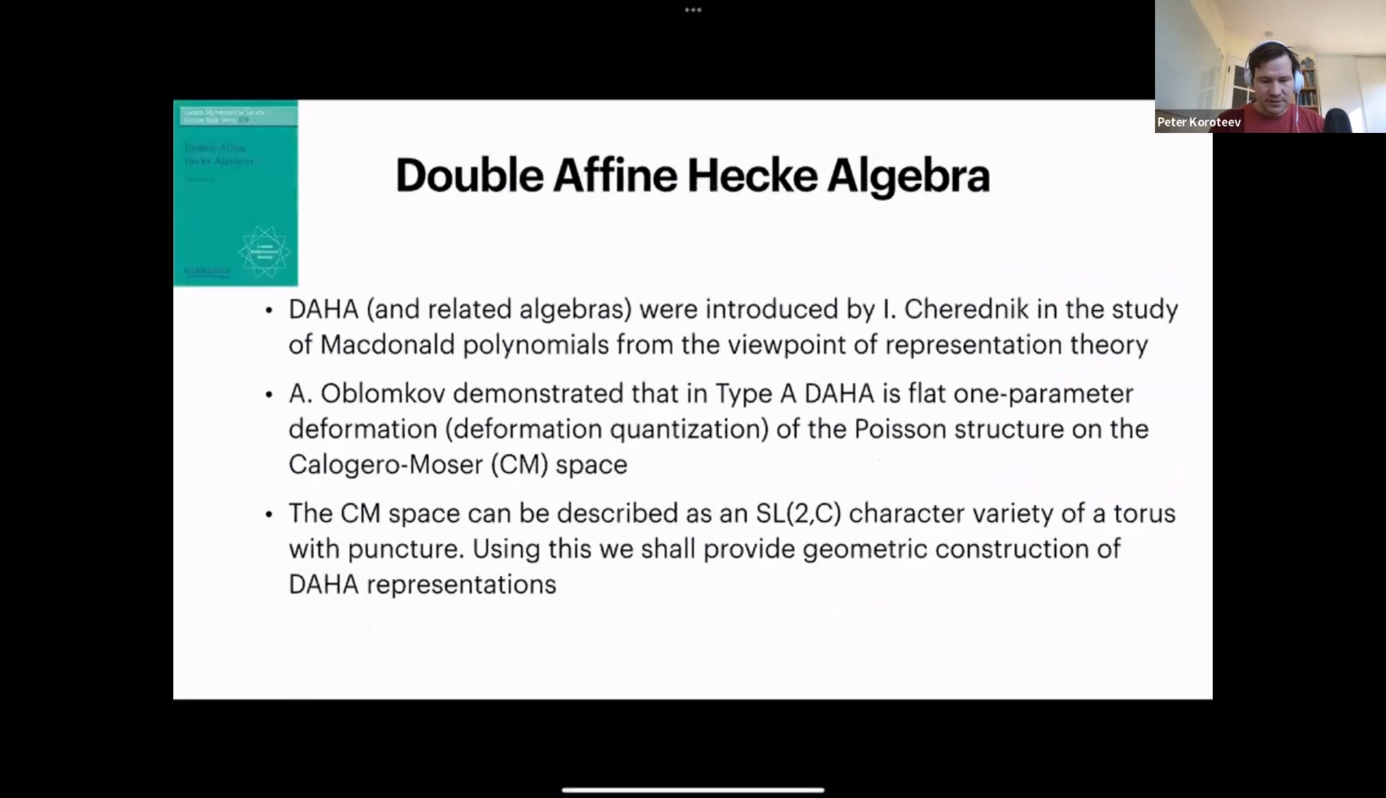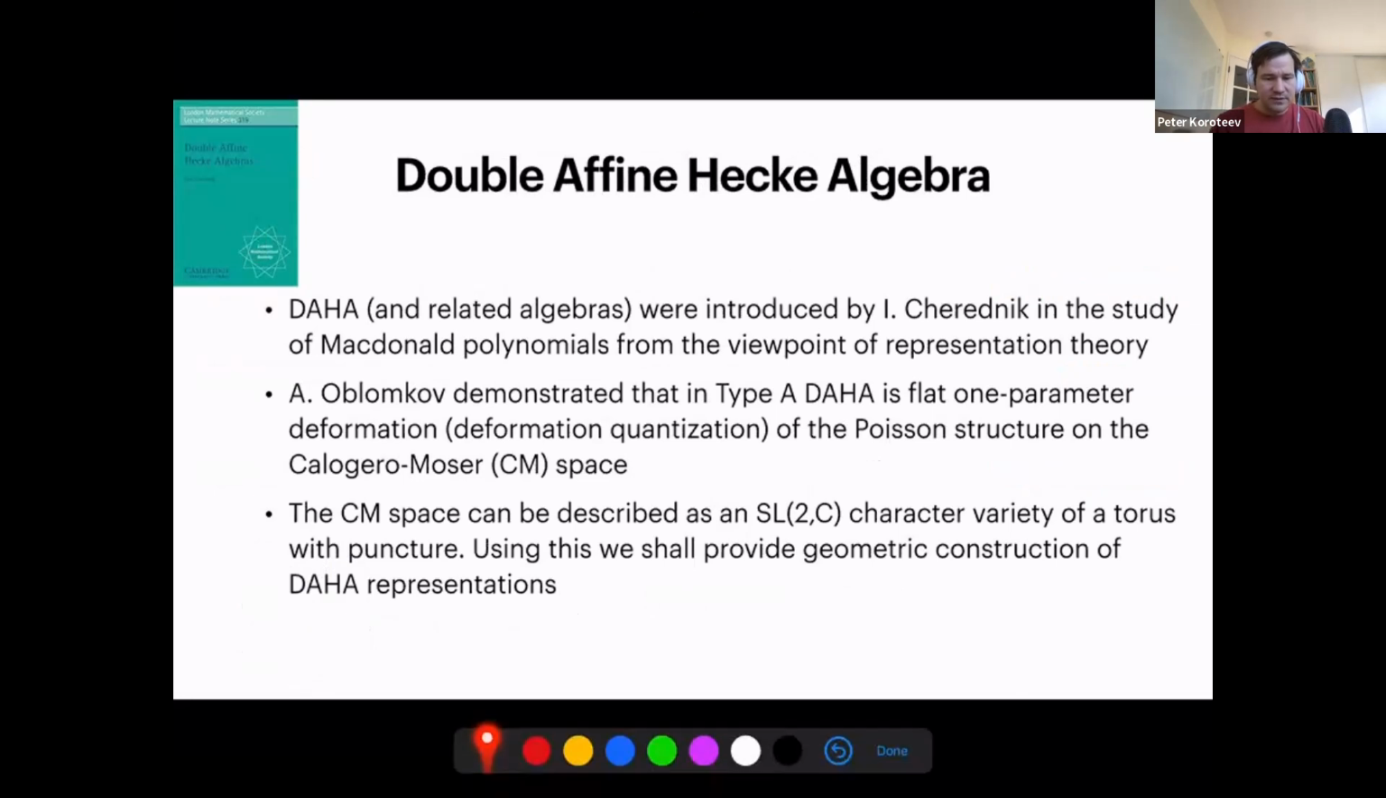Now, a little bit of history. DAHA, double affine Hecke algebra, and related algebras, which are obtained by certain limits when we degenerate some parameters, were introduced by Ivan Cherednik, and he wrote a book about it, which is a very nice textbook. He introduced them in the study of Macdonald polynomials. He wanted to prove the Macdonald conjectures using his formalism, which he successfully did, and he came up with this new algebra, which combines many other structures in representation theory. Then Alexei Oblomkov demonstrated that in type A, DAHA is what is called a deformation quantization. So it's a one-parameter deformation of the Poisson structure on the Calogero-Moser space. That will be the symplectic manifold M that I mentioned on the previous slide.